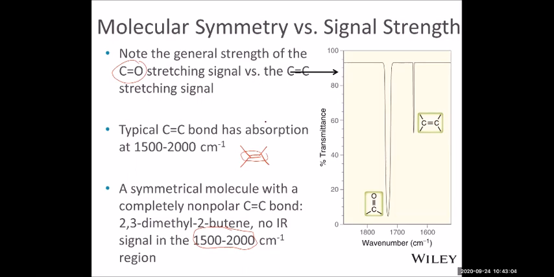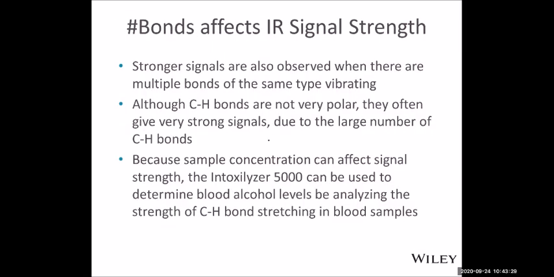So symmetry, we do not encounter very often, because in organic chemistry most molecules are not symmetrical, only very unique ones. Then we can predict the symmetric molecules would have much fewer absorptions because of symmetry. And of course, the number of bonds affects infrared strength. The more such bonds, the stronger the absorption.